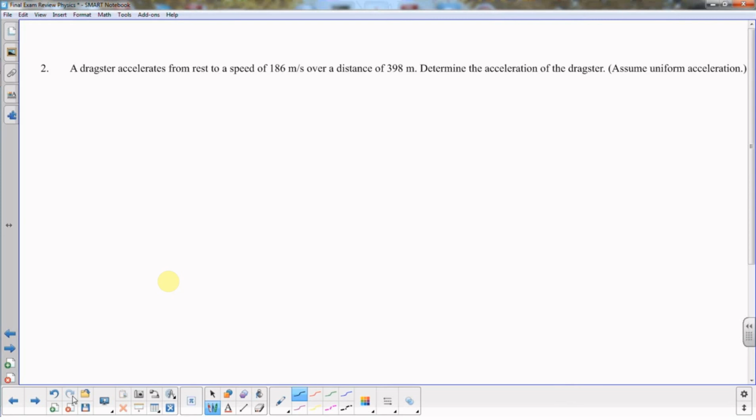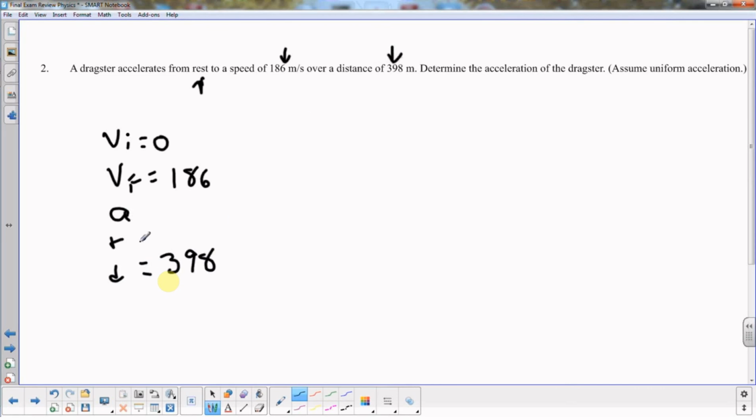The dragster accelerates from rest, so we already know something important: that rest is a VI of 0, to a speed of 186 meters per second. I would say that's going to be a VF, over a distance of 398 meters. VI, VF, A, T, D. That distance is 398. Time, acceleration. Oh yeah, I'm going to ask for one of these two. Determine the acceleration of the dragster. So that's the one I care about. Time seems to be irrelevant. So we have VF, VI, A, and D.